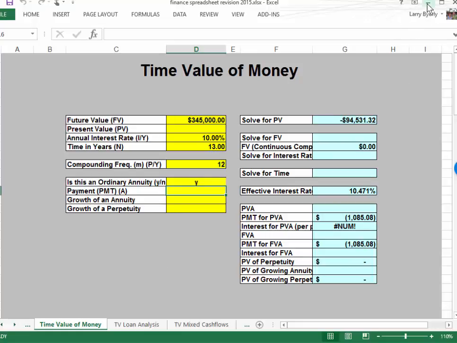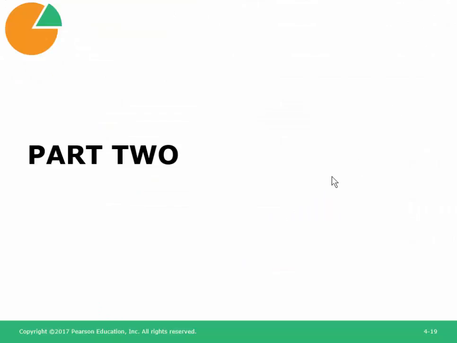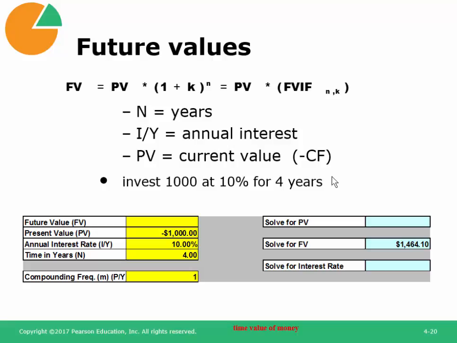So let's go ahead and work through some problems. The very first problem is a basic future value question. If you invest $1,000 a year at 10% for 4 years, how much will you have when you are done at the end of 4 years? In the spreadsheet, the future value is what you're solving for. That's what you want to know. Present value is the investment that you make. It's $1,000. And since we're investing money, it's a negative $1,000.